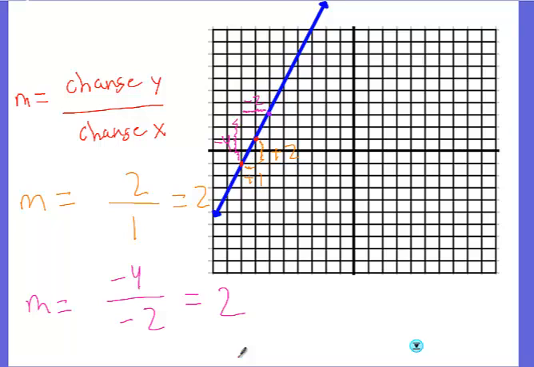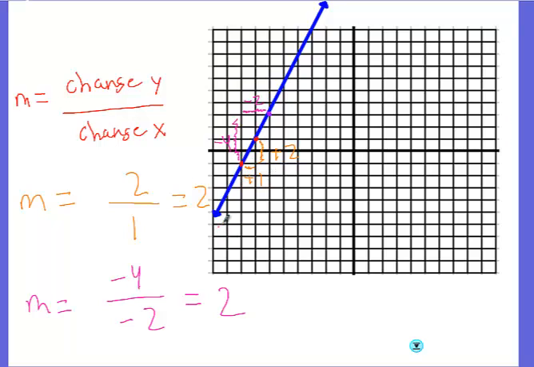So, like I said, it doesn't matter what 2 points you pick on a line. As long as those 2 points are on the same line as any other 2 points on that line, the slope between the points is going to be the same because the slope of a line is constant. The slope does not change depending on where you are on the graph. So that's the first thing I want to go over.